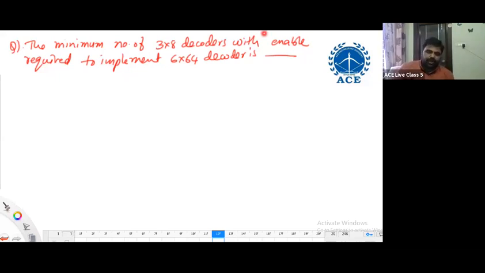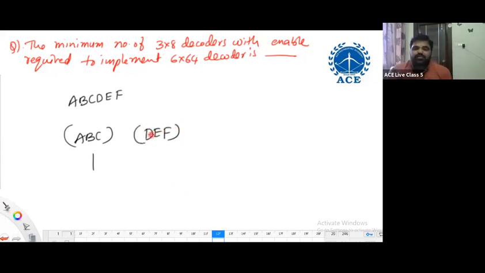9. Because if I use A, B, C, D, E, F, that is 6 inputs. In the first stage, A, B, C go to 1 3 to 8 decoder, producing 8 output lines. These 8 output lines are used as enable signals of 8 number of 3 to 8 decoders. 8 times 8 is 64 outputs it has to produce. Then in the second stage, 8 number of 3 to 8 decoders are accepting DEF as the inputs, and the number of decoders required is 1 plus 8, which is 9.